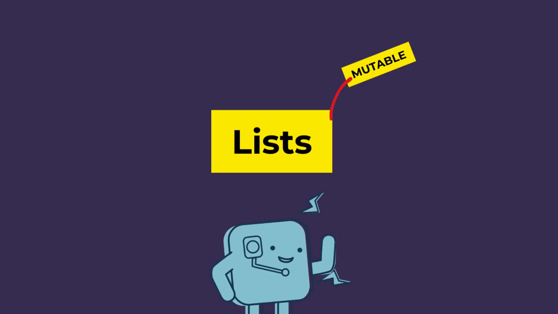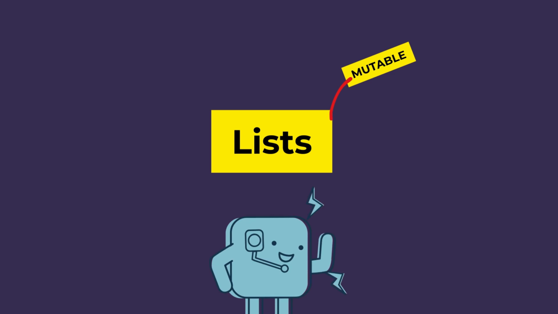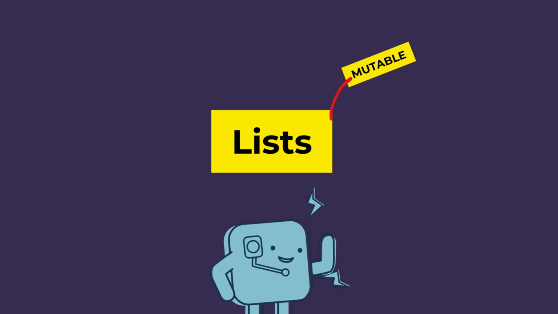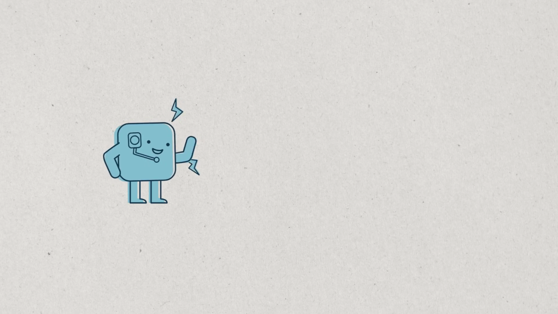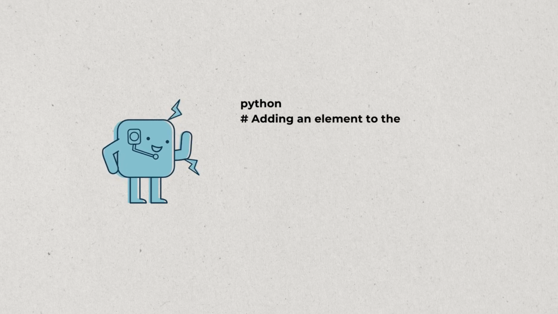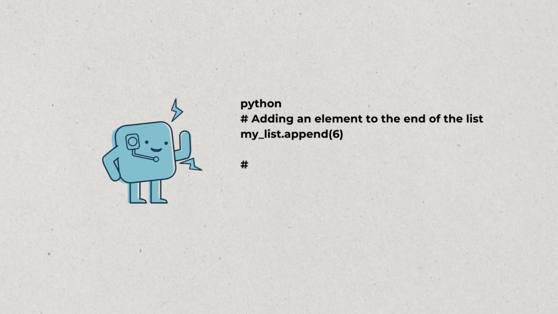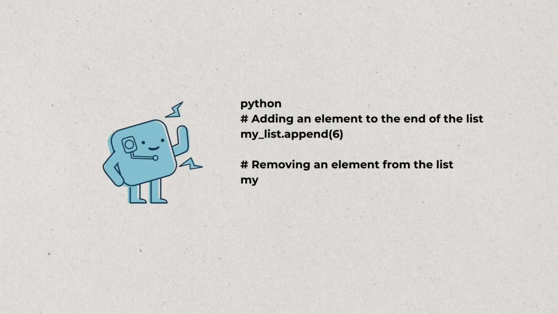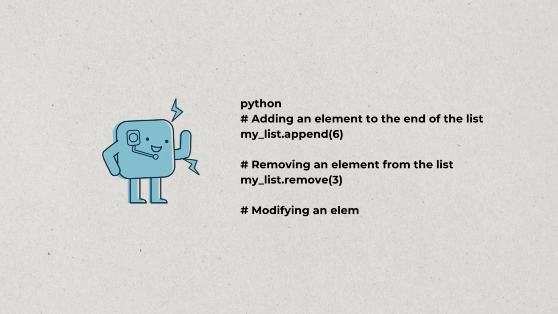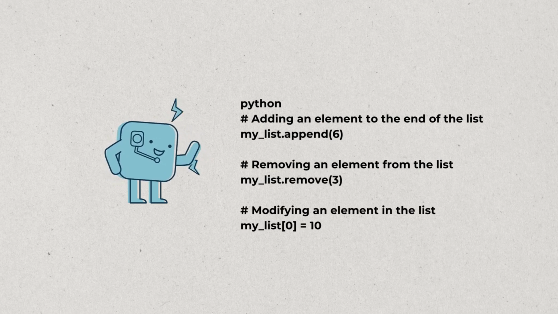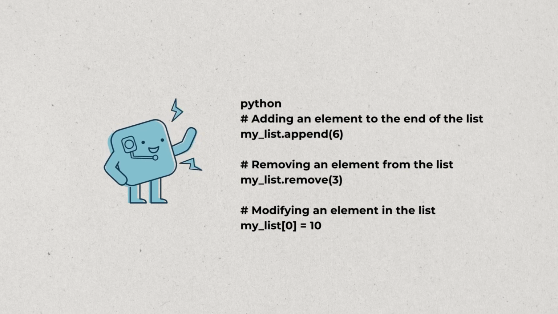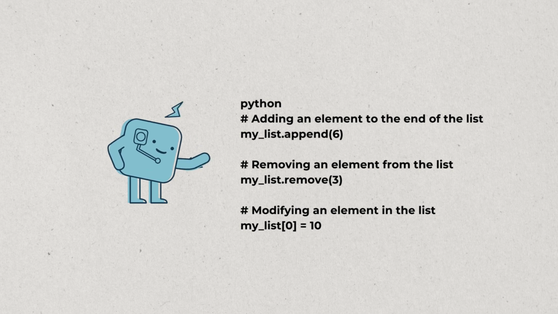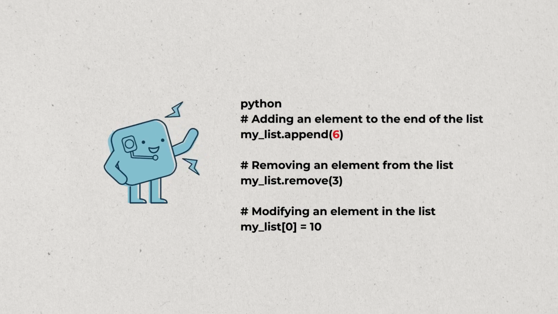Lists in Python are mutable, which means we can modify them after they've been created. Let's see an example of how we can manipulate a list. Python: adding an element to the end of the list. my_list.append(6). Removing an element from the list. my_list.remove(3). Modifying an element in the list. my_list[0] = 10. Here, we've added the number 6 to the end of our list, removed the number 3, and modified the first element to be 10.